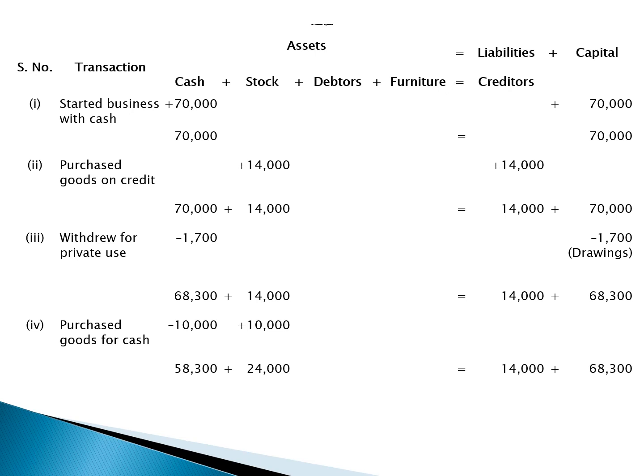Third transaction, withdrew for private use. So 1,700 is reduced from cash and the same amount is reduced from capital as drawings. Fourth transaction, purchase goods for cash. So 10,000 is reduced from cash and 10,000 is added towards stock. Now if we add both the sides, the amount will be the same.